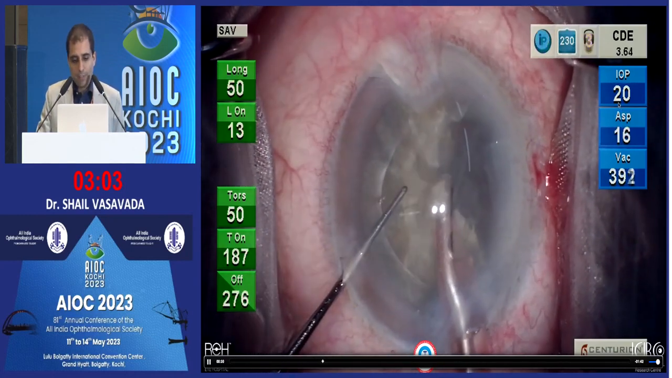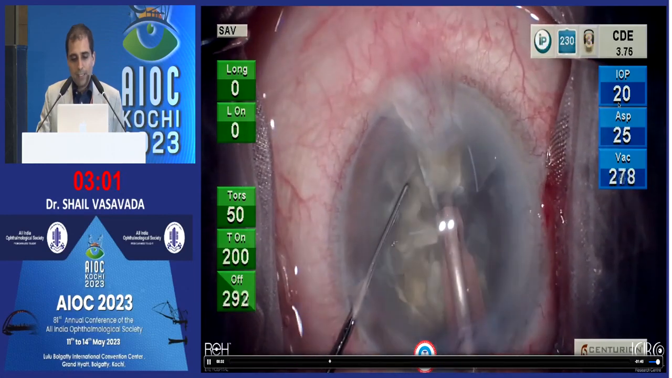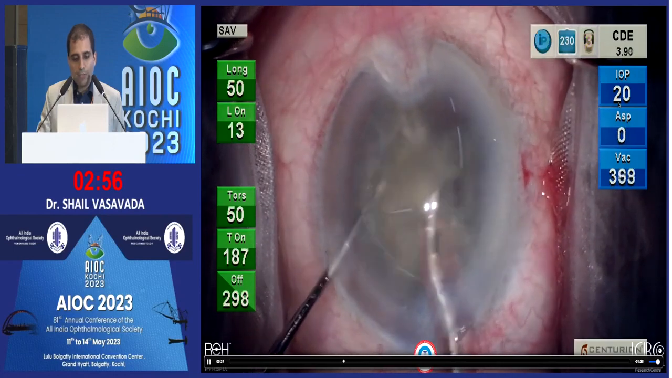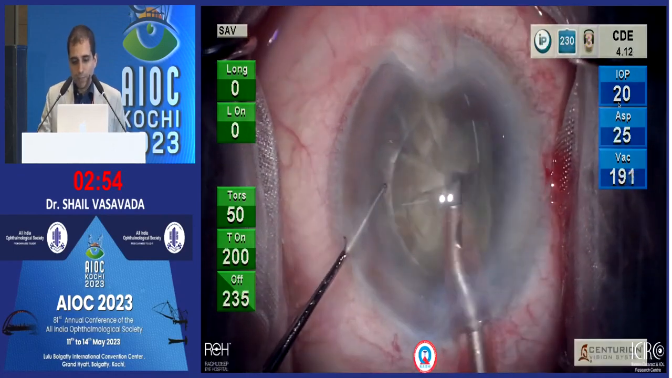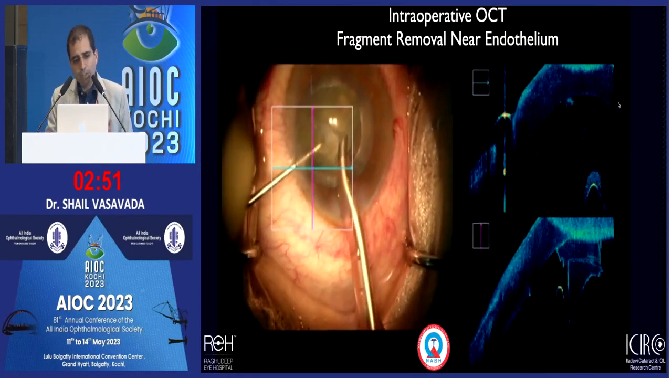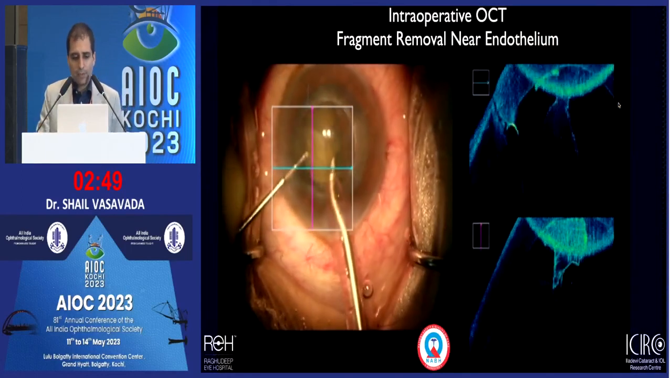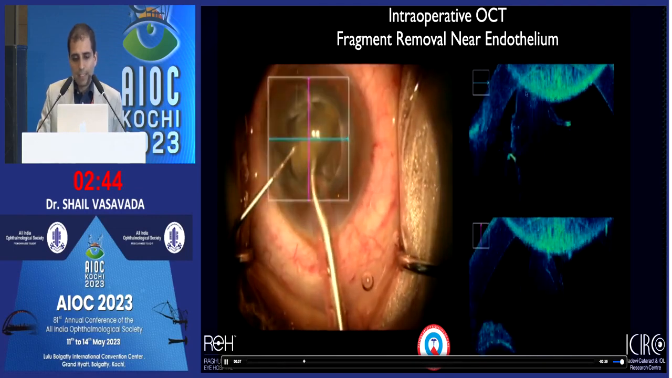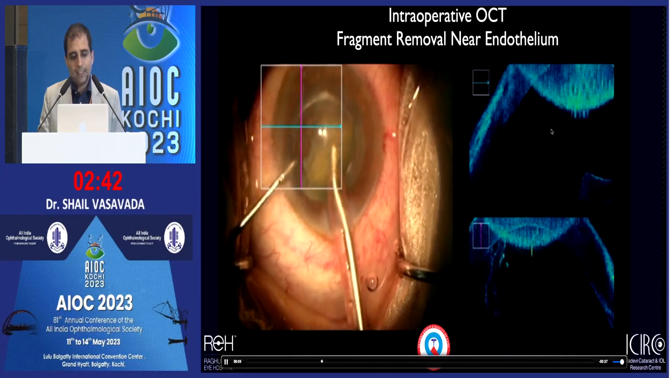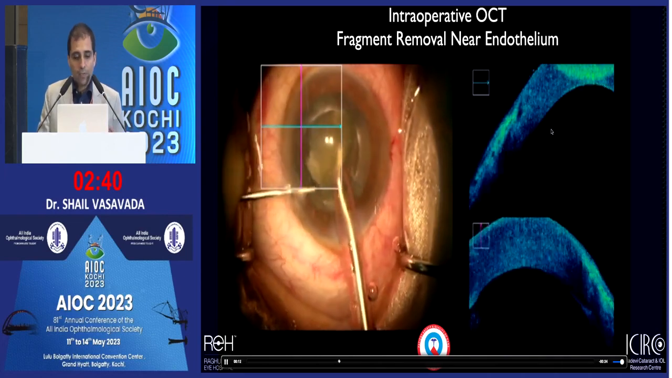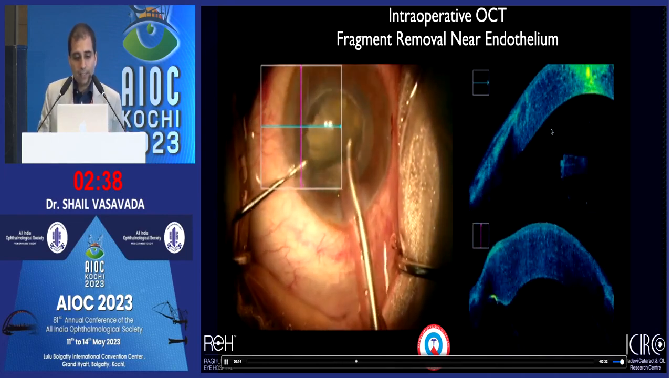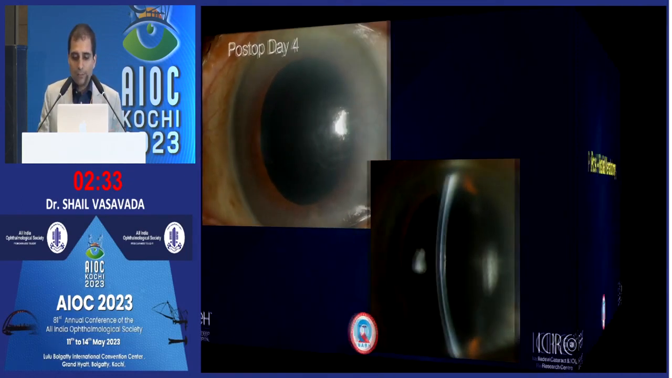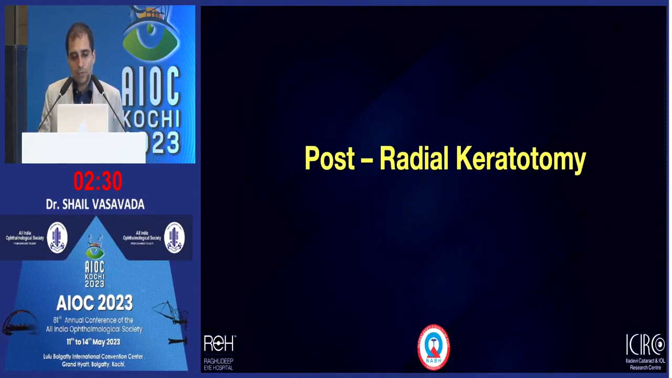So I bring the fragment to the center, turn my tip sideways, and therefore use the Kelman's links. If you see, I'm using my left hand to reposition the fragment rather than moving my right hand, because larger fragments, although we sometimes don't realize, we found on intraoperative OCT, keep tumbling and keep hitting the endothelium. These are the cases where we wonder why there is a striate keratopathy the next day when everything intraoperatively seemed to go off well. So with maintaining these principles, you can do quite well.